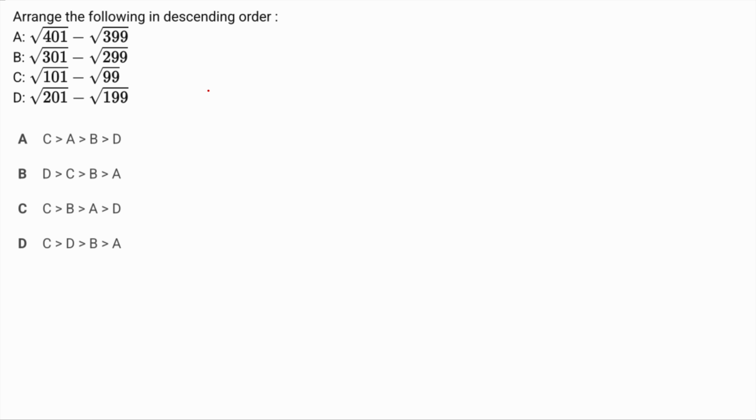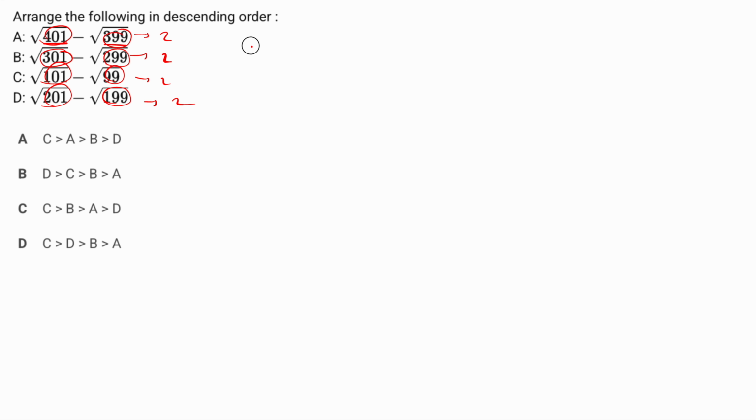Right, so the concept for this we have already discussed in the slot 1 question, guys. Notice that the difference of 401 and 399 is 2. In the same way, 301 and 299, the difference is also 2. 101 and 99, the difference is also 2. 201 and 199, also the difference is 2. So we simply multiply and divide by the conjugate everywhere.